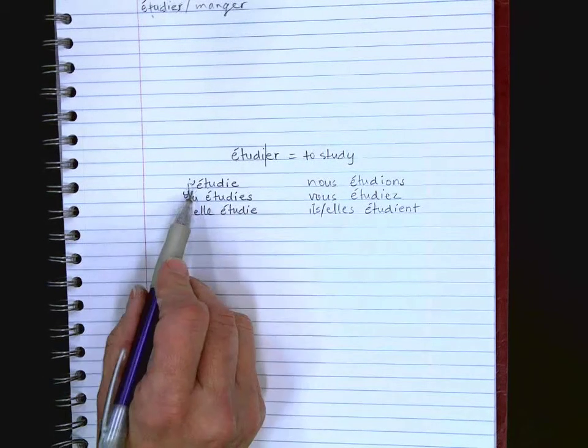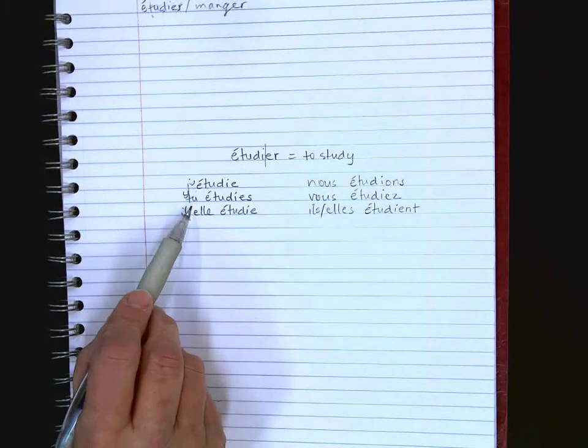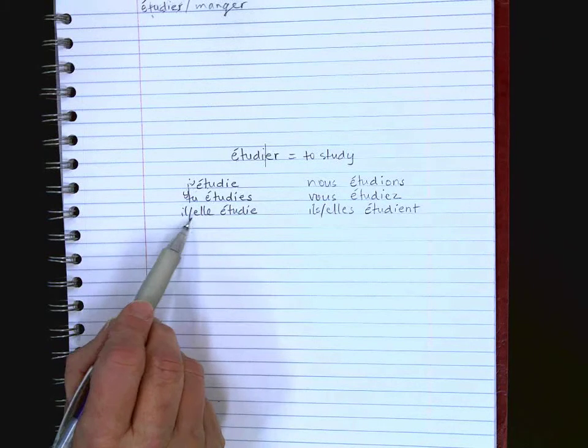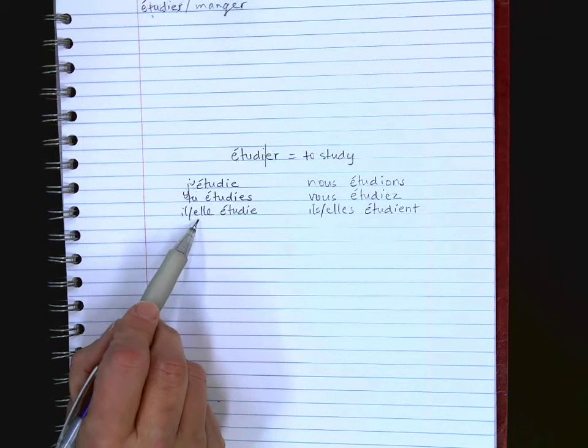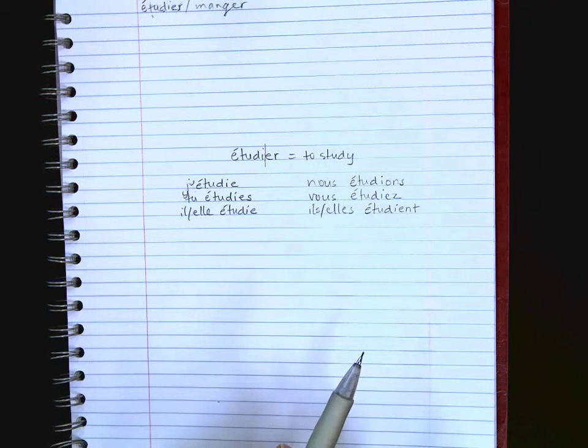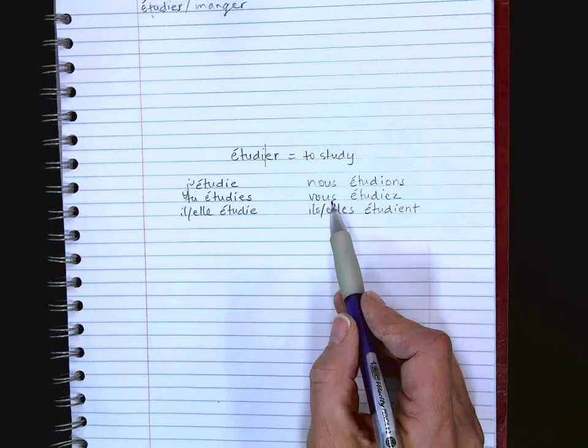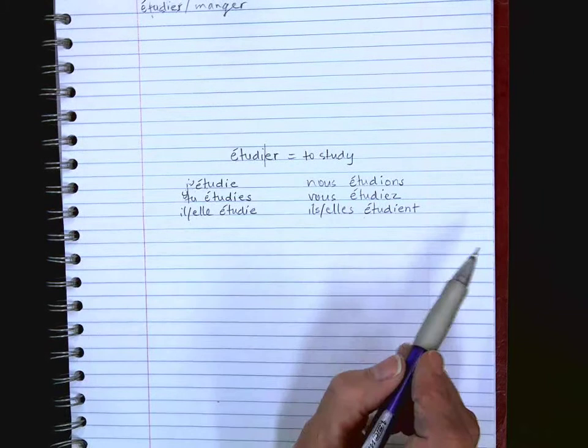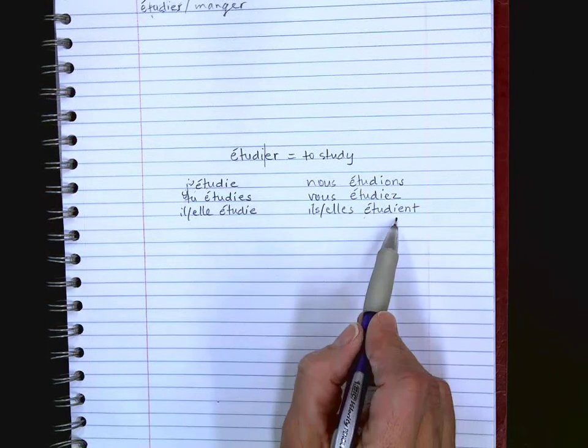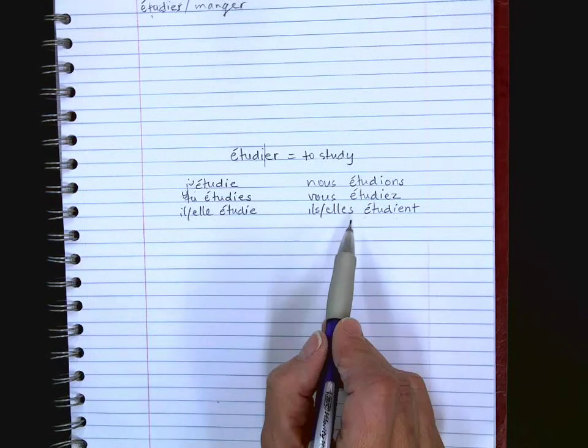Okay, répétez. J'étudie. Tu étudies. Il étudie. Elle étudie. Nous étudions. Vous étudiez. Ils étudient. Elles étudient.